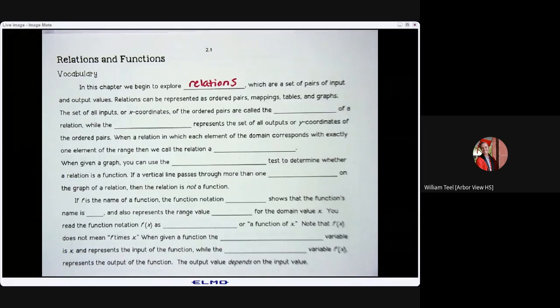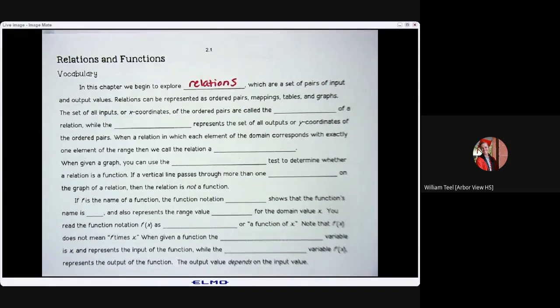So we'll go over some vocabulary first to introduce the concept of relations. We're going to really expand upon relations throughout Unit 2. So we're going to go over some introductory vocabulary today. First of all, in this chapter, we begin to explore relations, which are a set of pairs of input and output values. So if you think about ordered pairs on a graph, coordinates on a graph, there's an input and an output, an x value and a y value, and a set of these x values and y values represents a relation. Relations can be represented as ordered pairs, mappings, tables, and graphs.